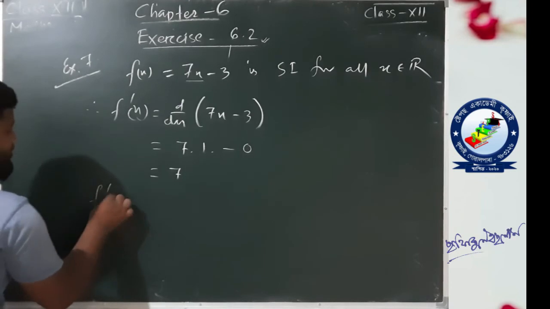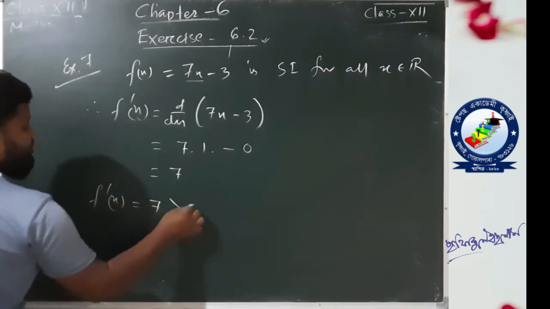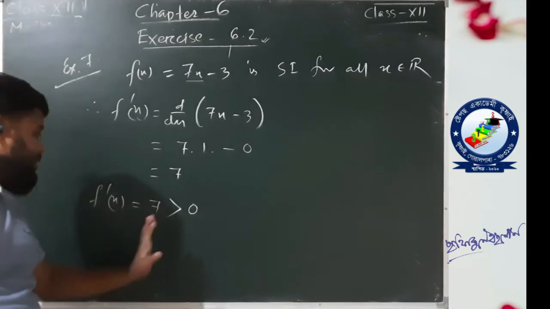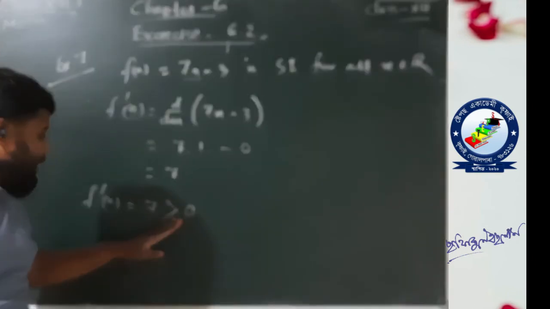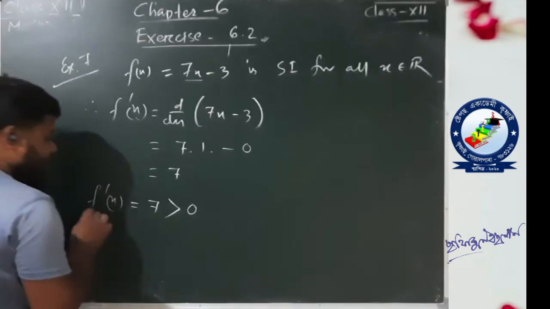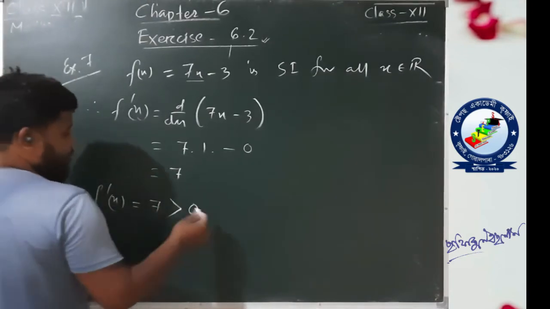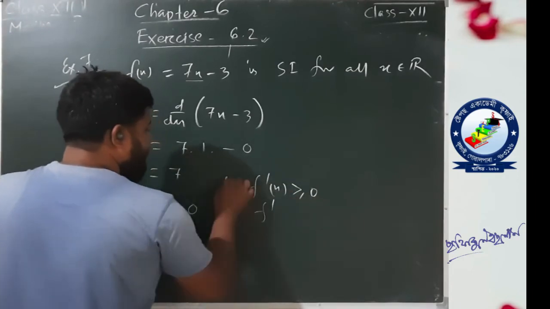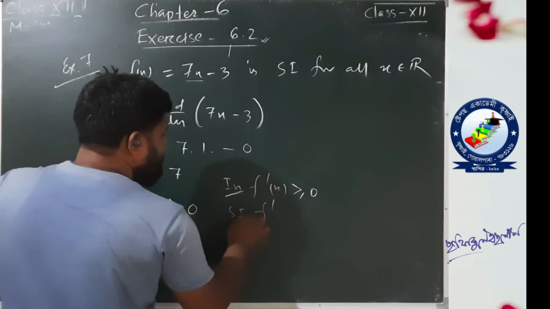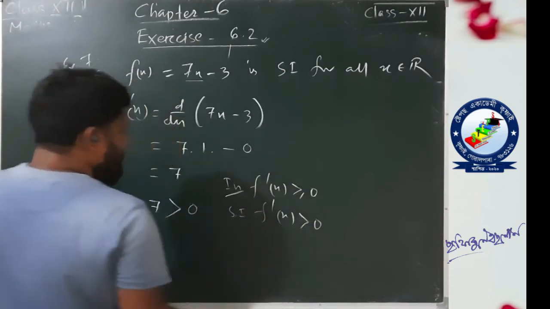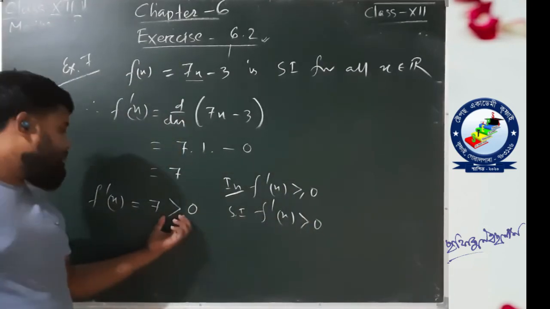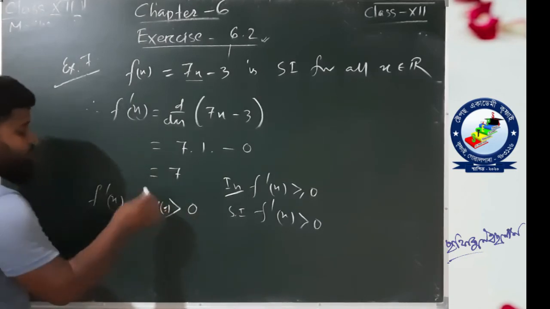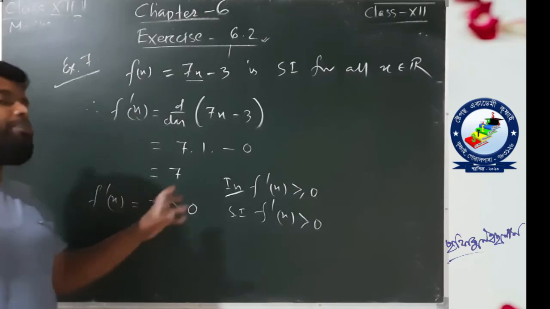So f dash x equal to 7 and 7 is greater than 0. Now is it strictly increasing or increasing? If it is increasing, then f dash x will be greater than or equal to 0, and for strictly increasing f dash x is greater than 0. And now tell me, can it be equal to 0? Because ইয়াত কোনো x নাই, so it is independent of x. It does not depend on any value of x.